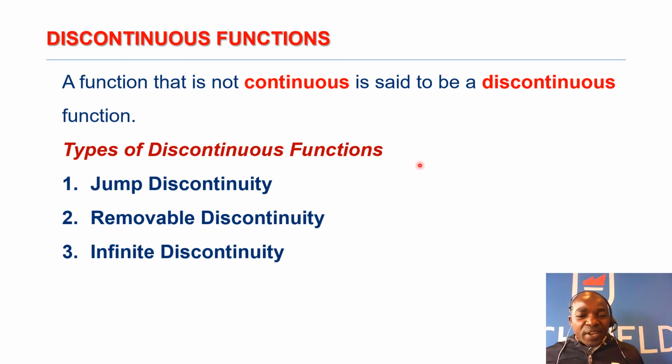Discontinuous function. A function that is not continuous is said to be a discontinuous function. We have different types of discontinuous functions: jump discontinuity, removable discontinuity, as well as infinite discontinuity.